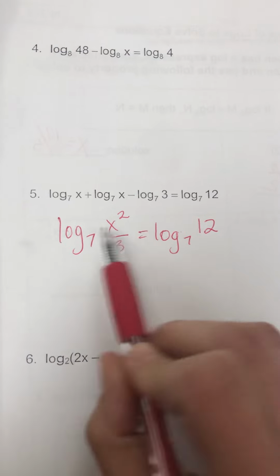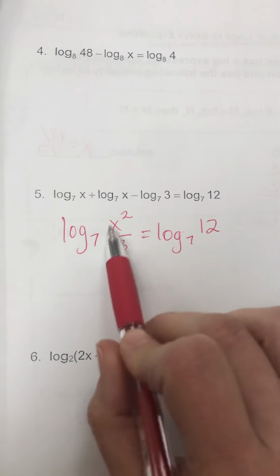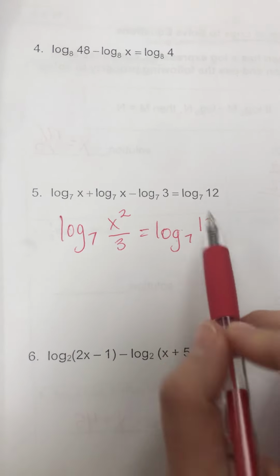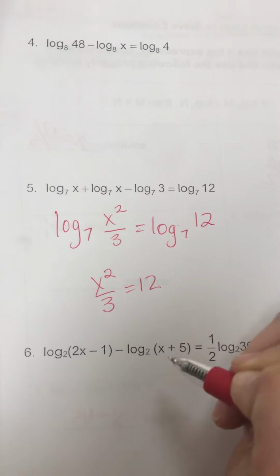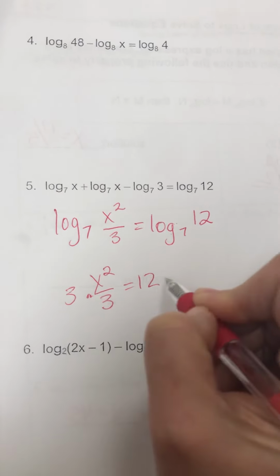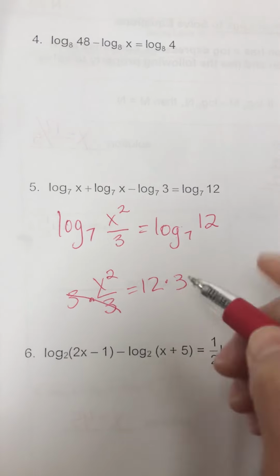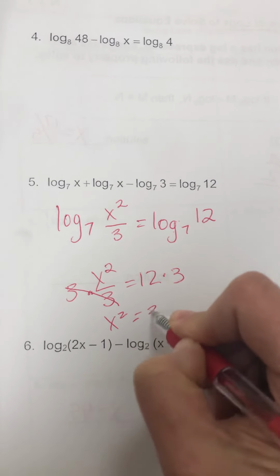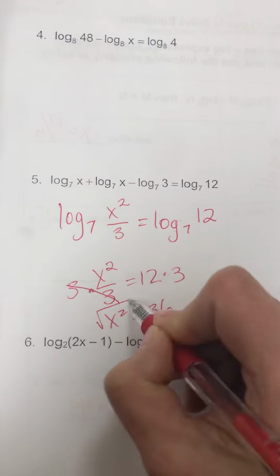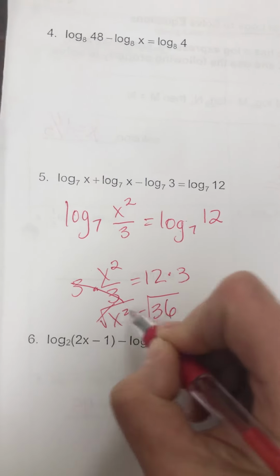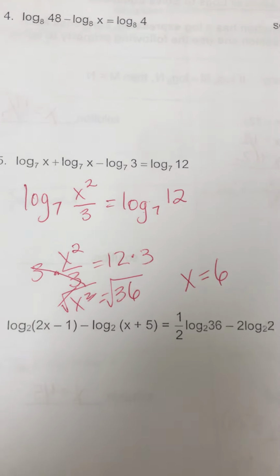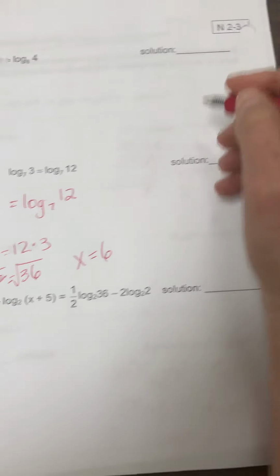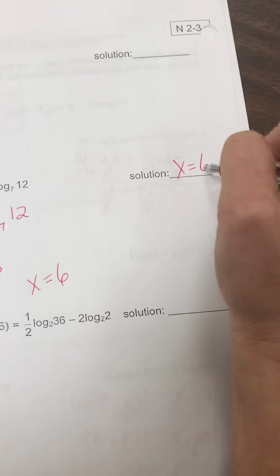So now we have 2 logs and we have them condensed. So we're going to set this equal to this. So x squared divided by 3 equals 12. So you have to multiply by 3 on both sides, so those cancel. And you get x squared equals 36. Take the square root of both sides, right, because those cancel out. And you get x is equal to 6. The square root of 36 is 6. So x is equal to 6.